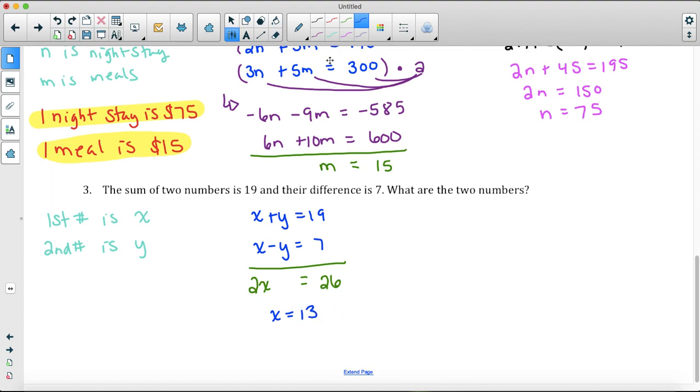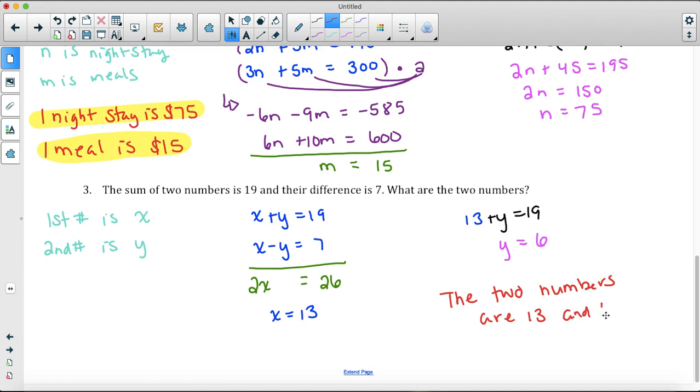Now that we have the X value, we can plug it into either one of these equations. So I'll plug it into my first one. It would be 13 plus Y equals 19. So Y, if I subtract the 13, Y is equal to 6. And we can check that. 13 plus 6 is 19, and 13 minus 6 is 7. So our first number, the two numbers, because it just asks what are the two numbers, the two numbers are 13 and 6.